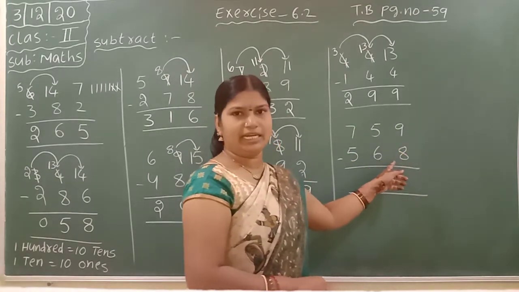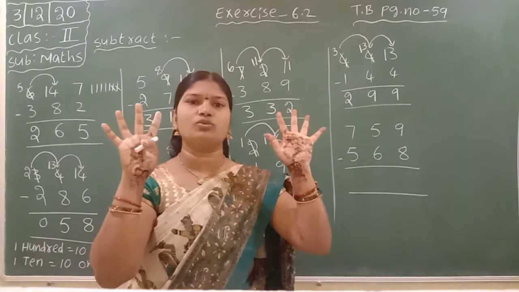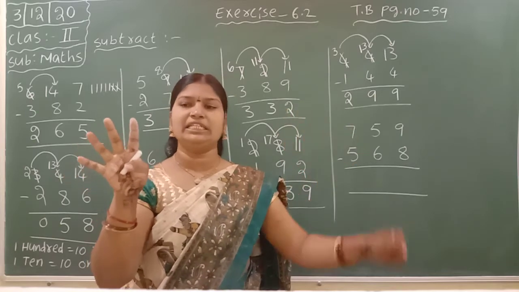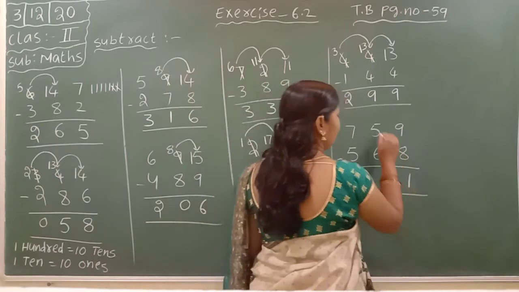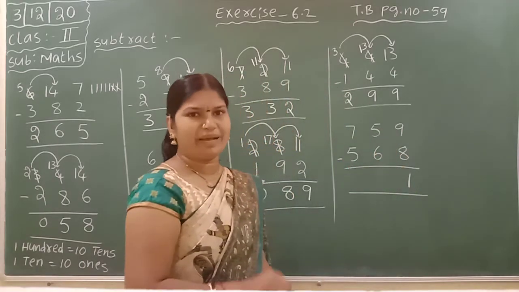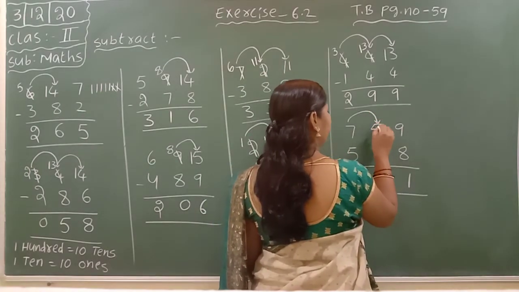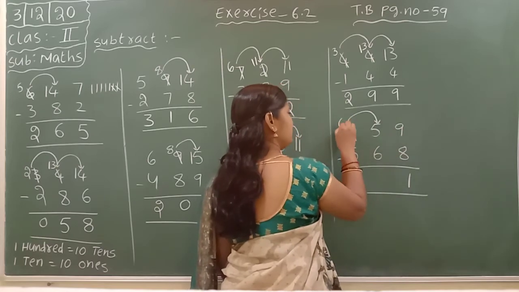9 minus 8. Okay. Open 9 fingers and close 8 fingers. 1, 2, 3, 4, 5, 6, 7, 8. 1 is remaining. 5 minus 6. Not possible. Take regrouping, from here to here. Okay. 7 gives one, so this becomes 6.